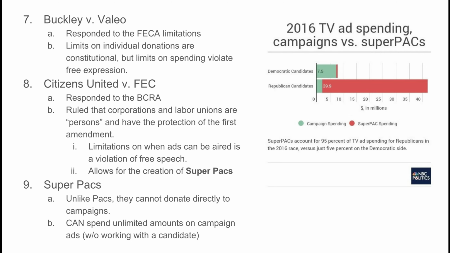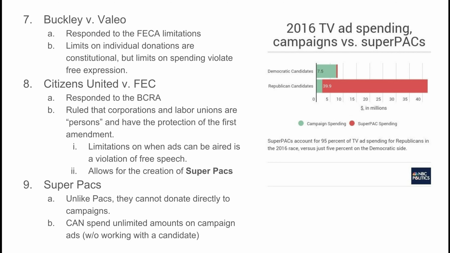So originally, part of the FECA, there were actually limits on how much a candidate could spend on their campaign. And what this court case said was, no, you can't do that. How much a candidate chooses to spend on their campaign is part of their First Amendment rights and cannot be violated. This leads us to Citizens United versus the FEC, which is in response to the BCRA. A lot of initials here, guys.